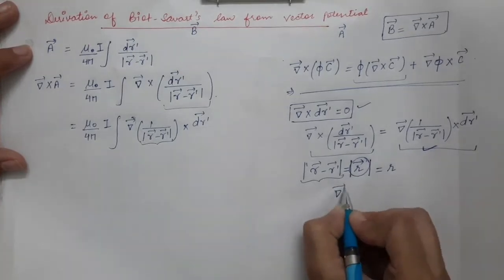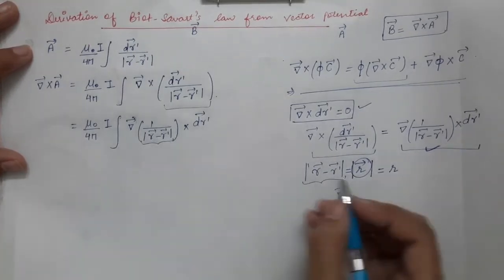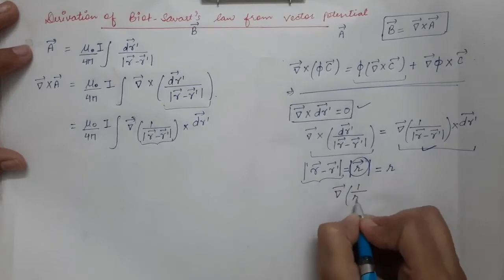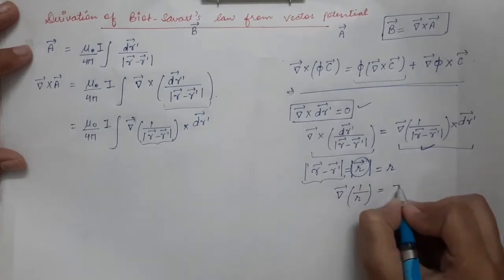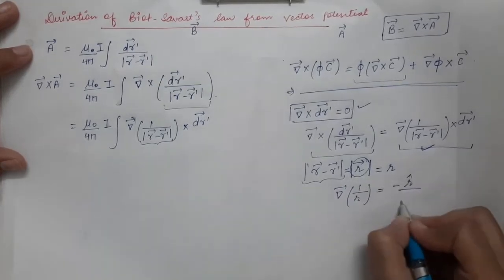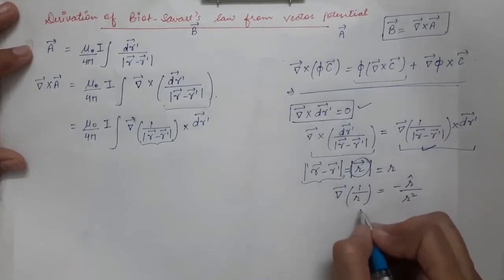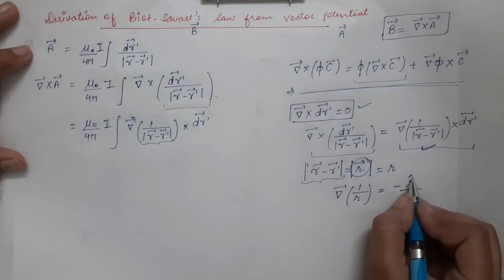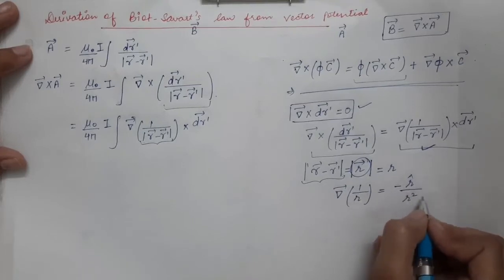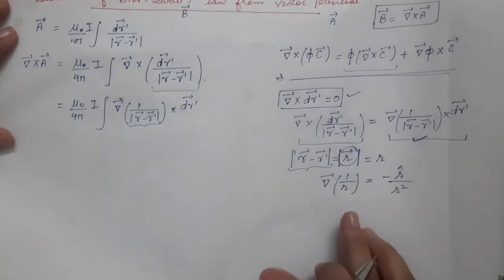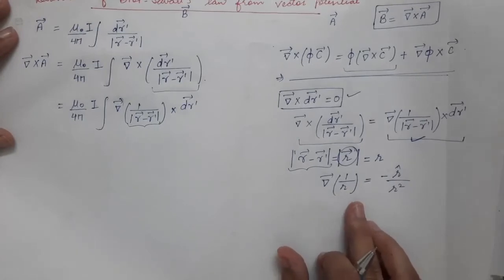So what is gradient of this scalar function, means 1 by curly r? This can be written as minus r cap divided by r square. So when you solve it, you will get gradient of 1 by curly r is equal to minus r cap divided by r square. So this also we have done in the previous lecture.